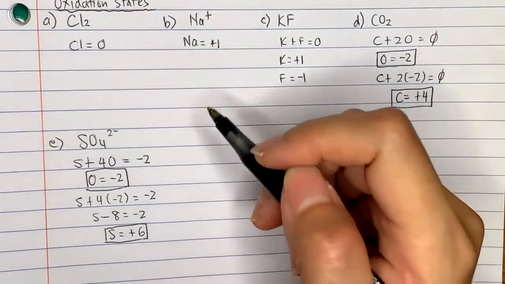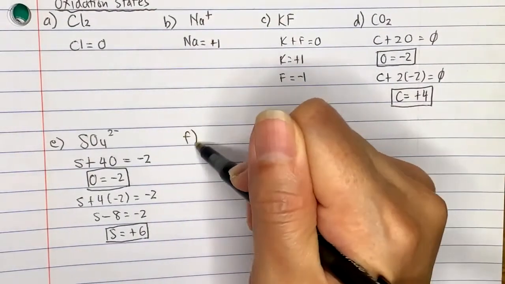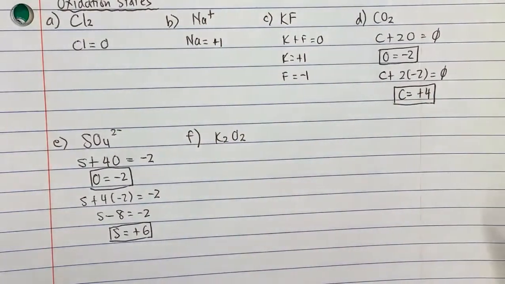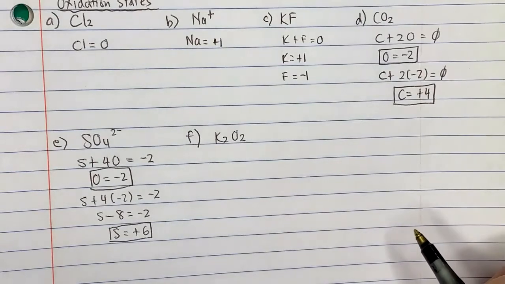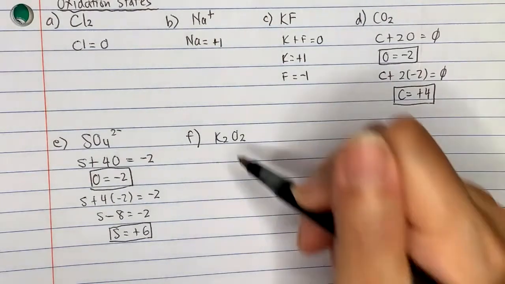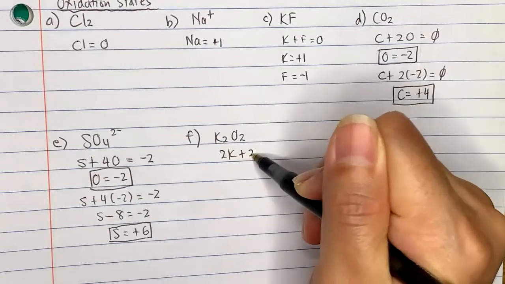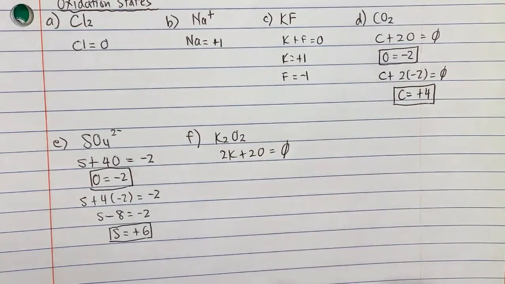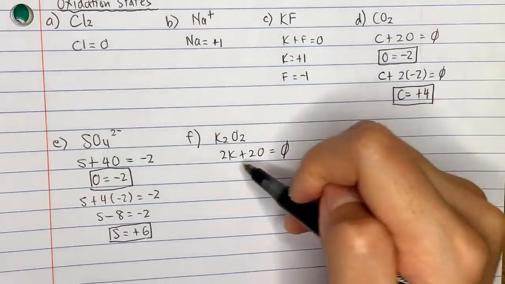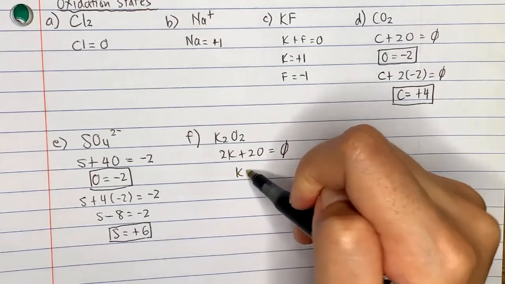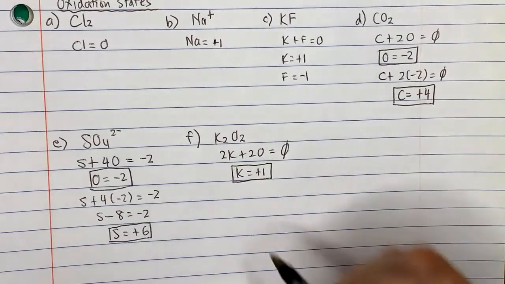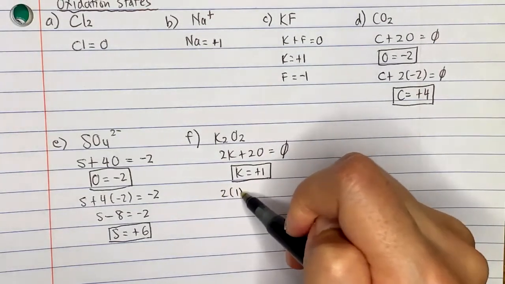Okay? So let's go to the next one, K2O2. How do we do that one? K2O2. So we have 2K and 2O equals 0. And then we have to look at our priority list. What's my priority list? Group 1? Yes, I see group 1. That's group 1 right there. So K is +1. Okay? Once K is +1, we'll plug it in.